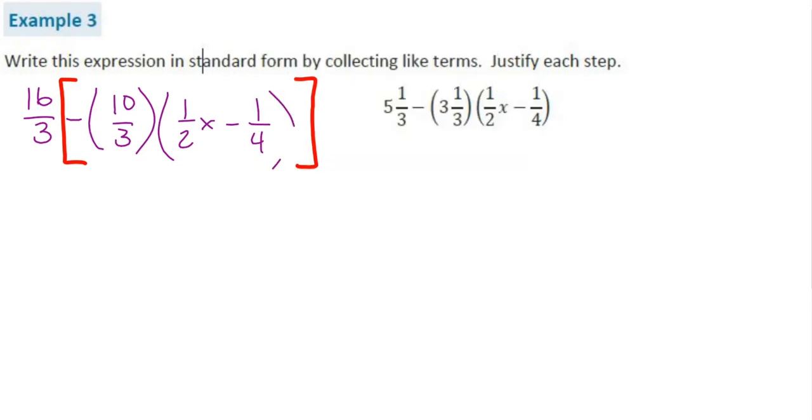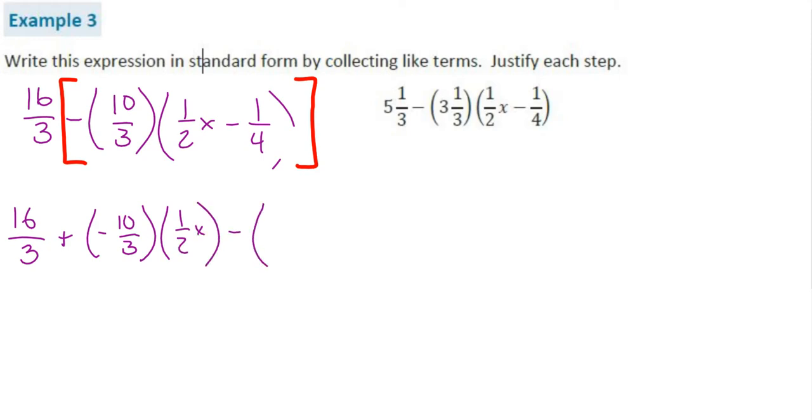All right? So we've got 16/3. Now a negative 10/3 times a positive 1/2. All right? So plus a negative 10/3 times 1/2 x. All right? Minus a negative 10/3 times 1/4. All right? So now let's do the multiplication. Let's get everything squared away here.